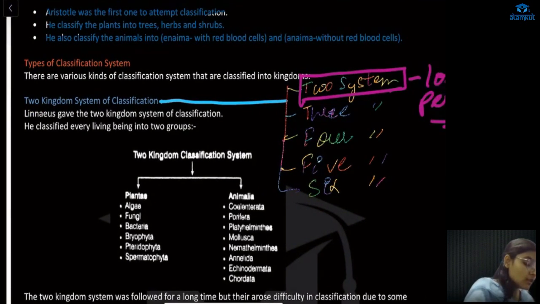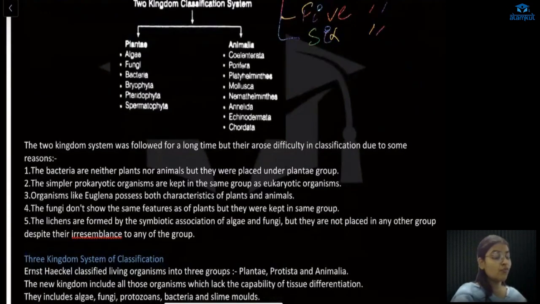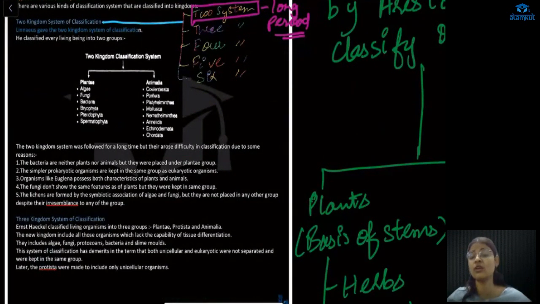Linnaeus gave the two kingdom system of classification, and he simply classified each and every organism into plants and animals, irrespective of what they are.